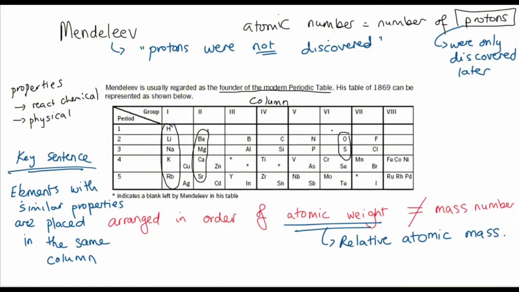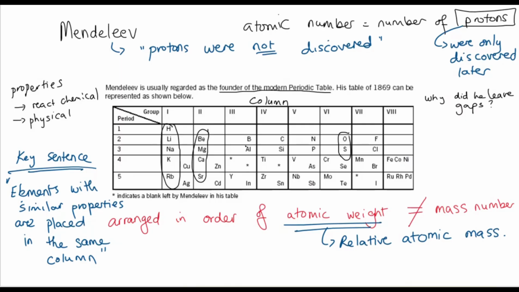Whether he reversed the order of some of the elements or whether he left a gap, every single decision he took was to make sure that elements with similar properties are placed in the same column. When we look at exam questions, you would see how common this phrase comes up as an answer, right? So a few things they would ask: why did he leave gaps? He left it so that when he does place the elements, you place it in the column with the same similar properties, right? That's why he left these gaps.